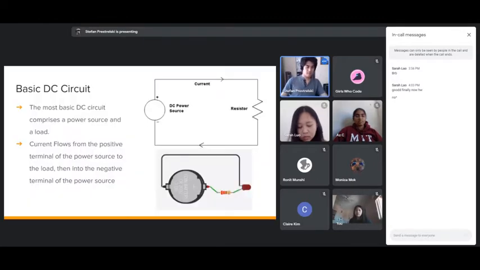So starting off, a basic DC circuit simply comprises a power source and a load. In this first example here, we have the power source, which probably is a battery. Current flows into the load, which in this case is just a resistor. Often current flows out of the positive terminal of the power source into the load, and then back into the negative terminal of the power source, which is why this is called a circuit, because it completes a loop. And we have another example with a battery, a resistor, and a small LED back into the negative terminal.